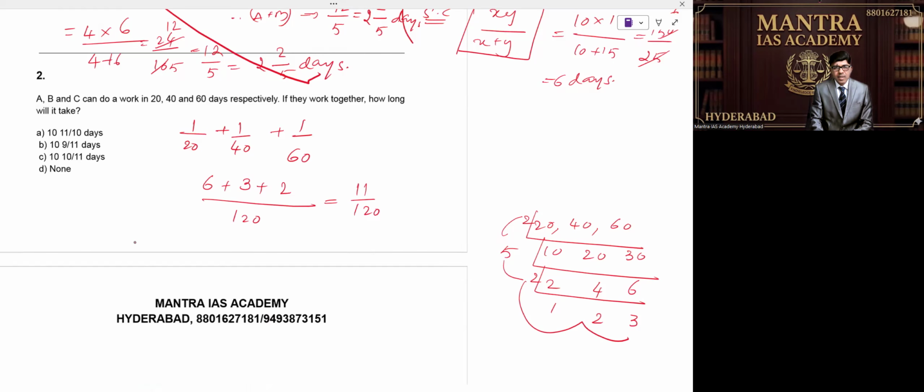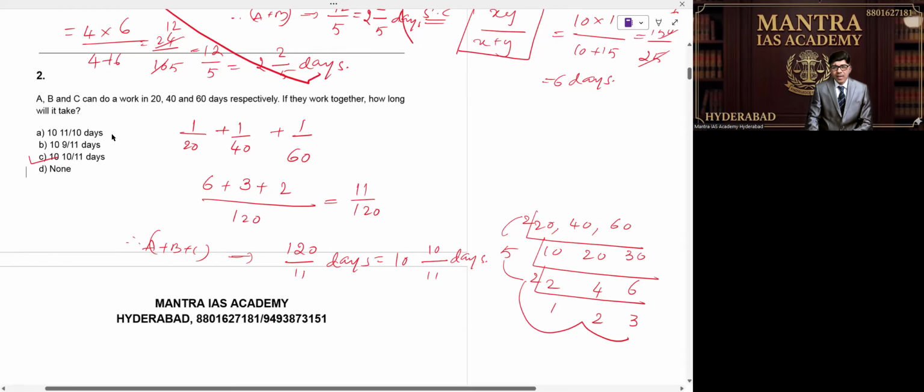Therefore, A plus B plus C can do it in 120 by 11 days. 11 tens are 110, remainder is 10, so 10 by 11 days is the answer. That is 10 by 11, not in the first option. Please be cautious about the confusion. So C is the right answer.